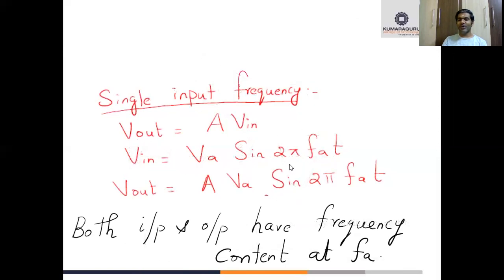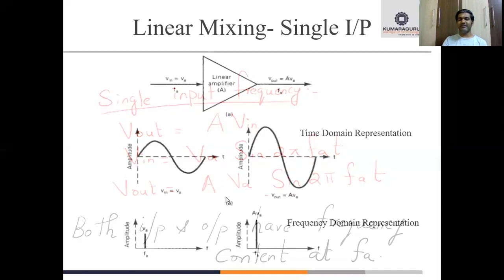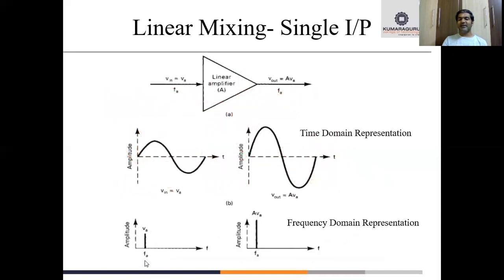What is your voltage at FA? VA is your voltage. This is at your input side. The frequency domain representation is nothing but you will have a peak. We have done this in signals and systems as well as in DSP. If you take the Fourier transform representation of a sinusoidal signal, you will have a peak at the corresponding frequency. So you have a frequency peak at FA.